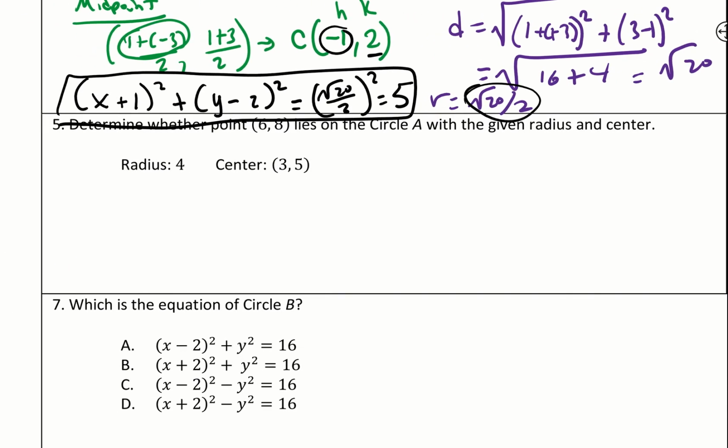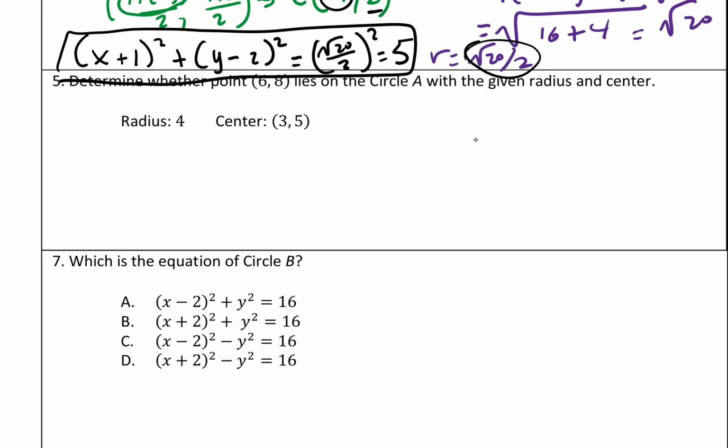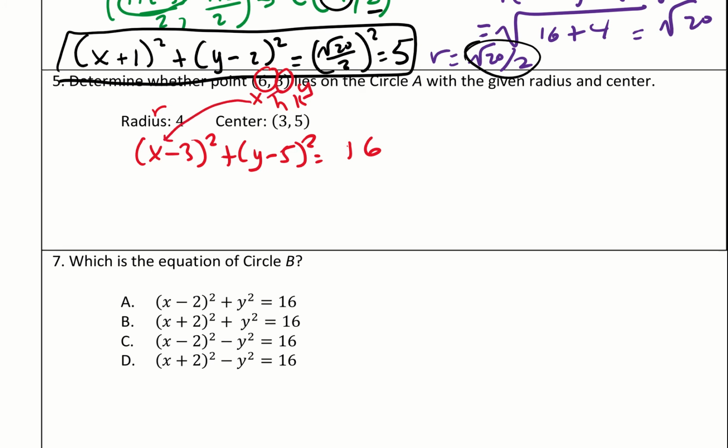All right, so number 5, determine whether (6, 8) lies on the circle with a given radius and center. So that's my r, that's my h, k. So the equation is (x minus 3) squared plus (y minus 5) squared equals radius squared, and 4 squared is 16. Then we can plug in the coordinates for x and y into this equation. So we plug in for x, plug in for y.